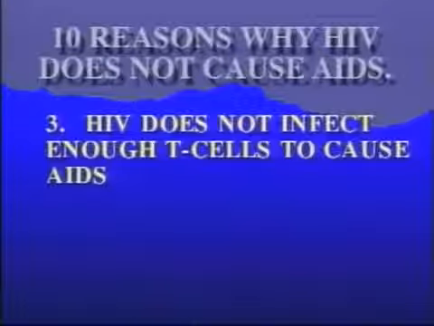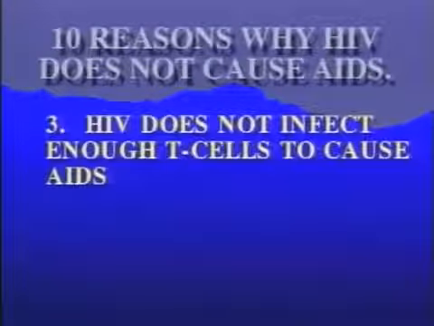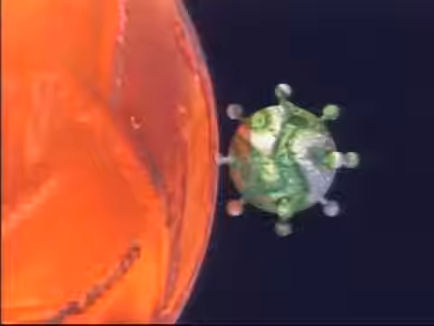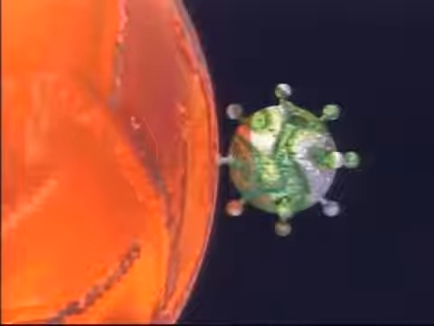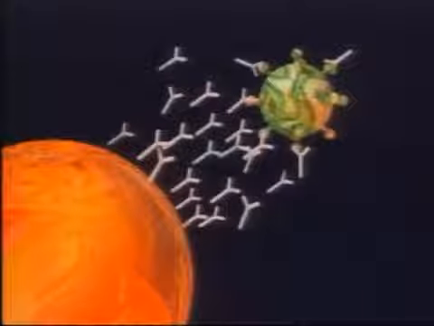Reason number 3. HIV does not infect enough T cells to cause AIDS. Even if HIV killed the T cells it infects, it does not infect enough cells to cause AIDS. Shortly after HIV is brought under control by the antibody defense, the billions of virus particles become dormant and begin to disappear.